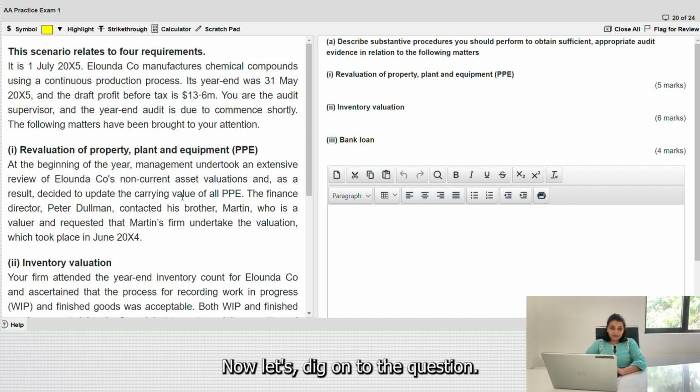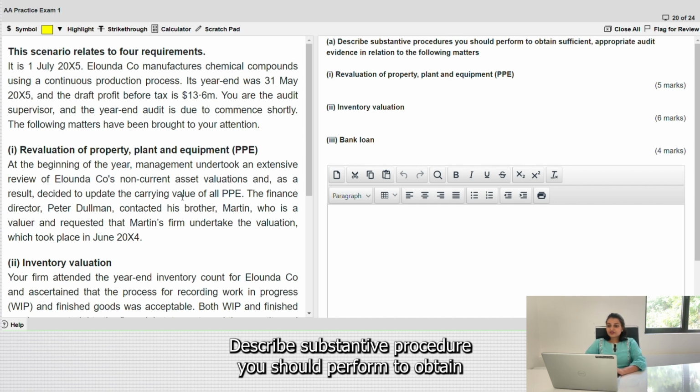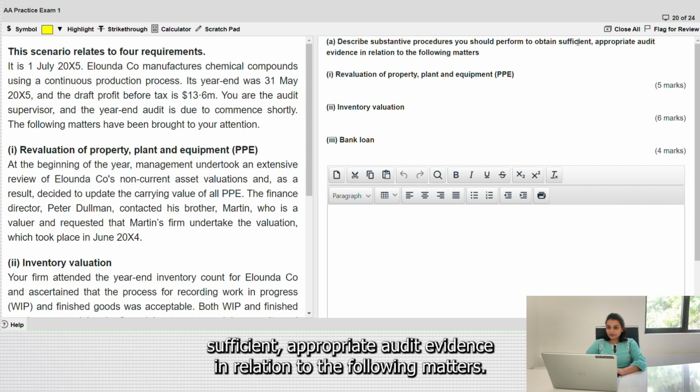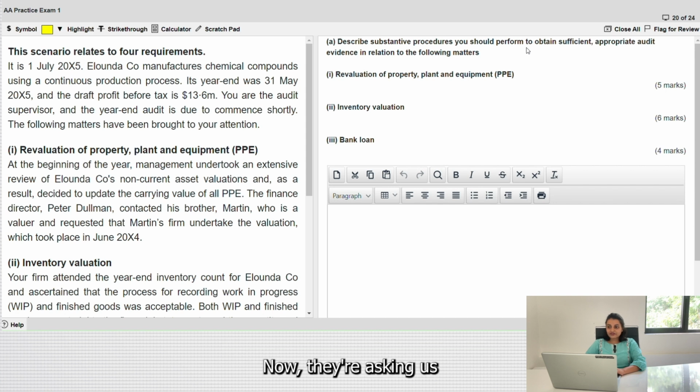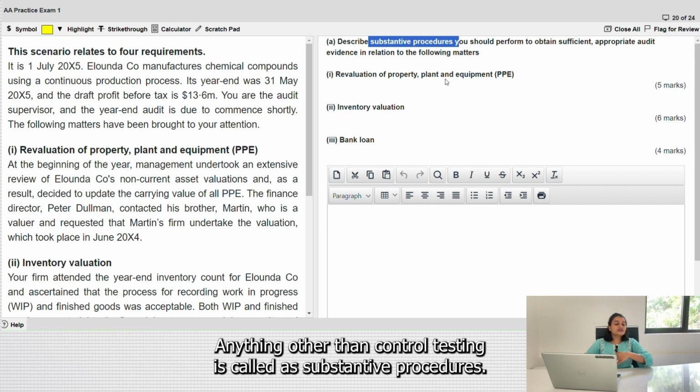Now let's dig into the question. Describe the substantive procedures you should perform to obtain sufficient appropriate audit evidence in relation to the following matters. Now they are asking us for substantive procedures. So what are substantive procedures? Anything other than control testing is called substantive procedures.